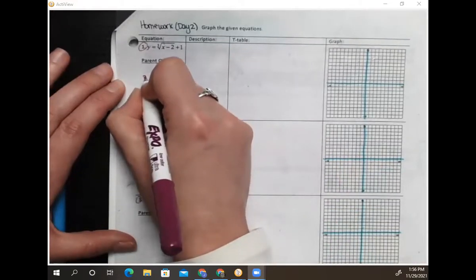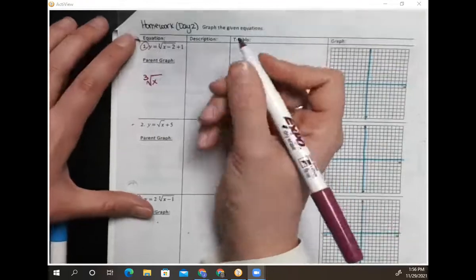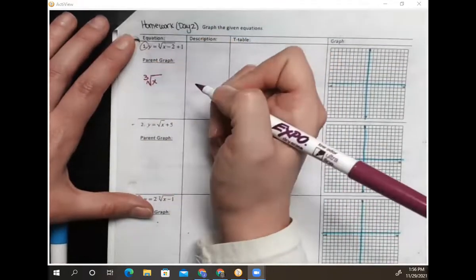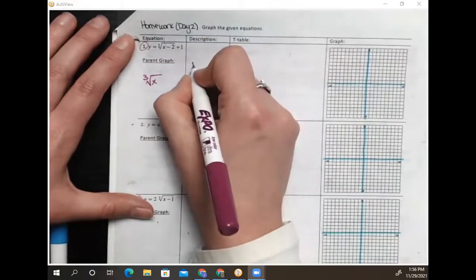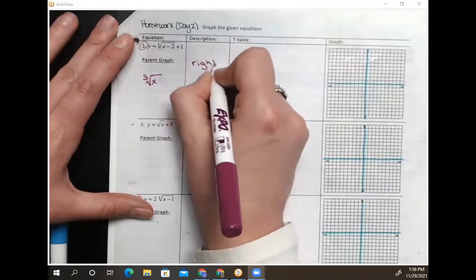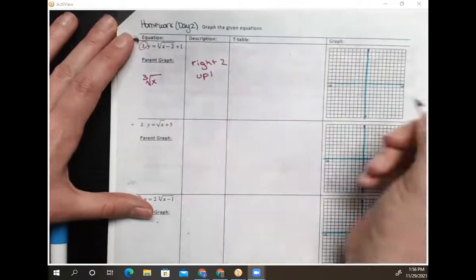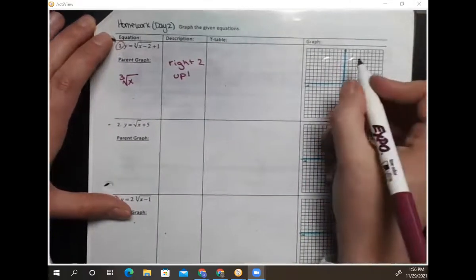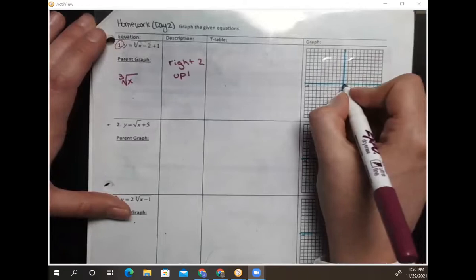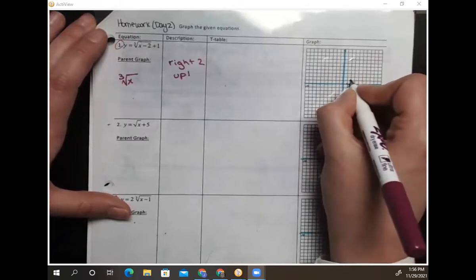So our parent graph would be a cube root of x. Since I'm subtracting 2 under the root, that means I'm going to move this to the right 2. And then the +1 at the end means I'm moving this up 1. So if I graph using a transformation, my key point's supposed to be at 0, 0, but I'm going to move it to the right 2 and up 1.